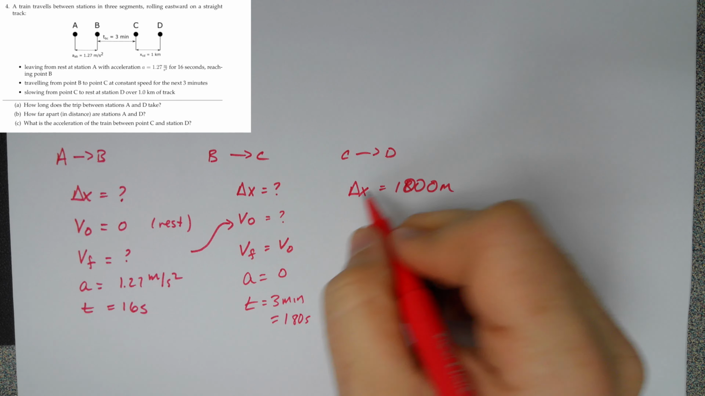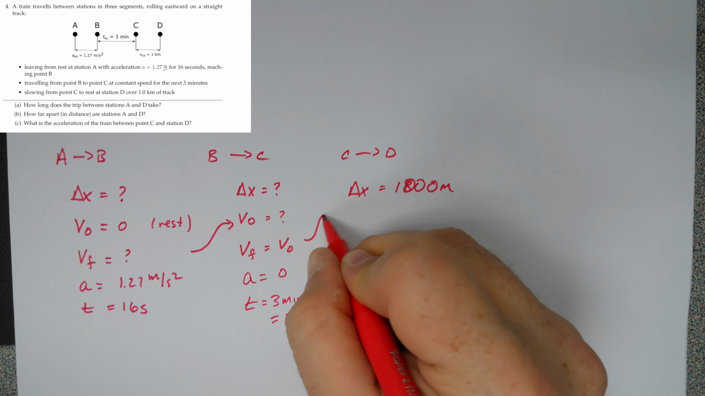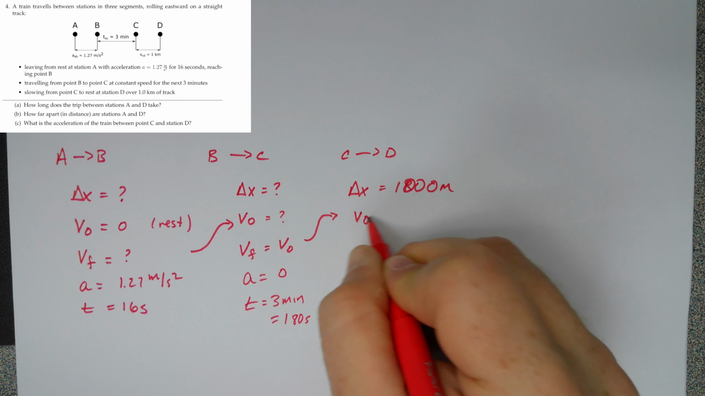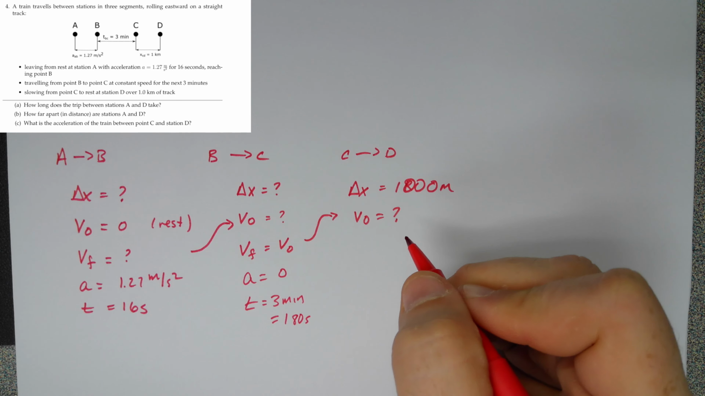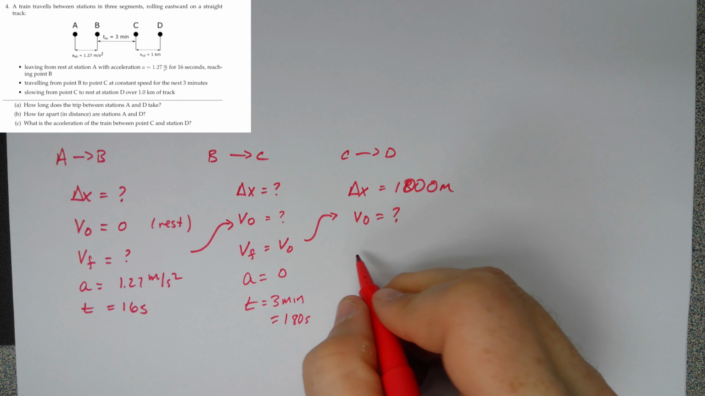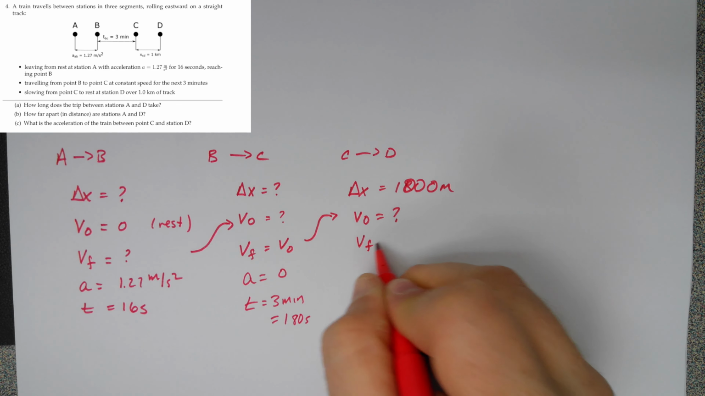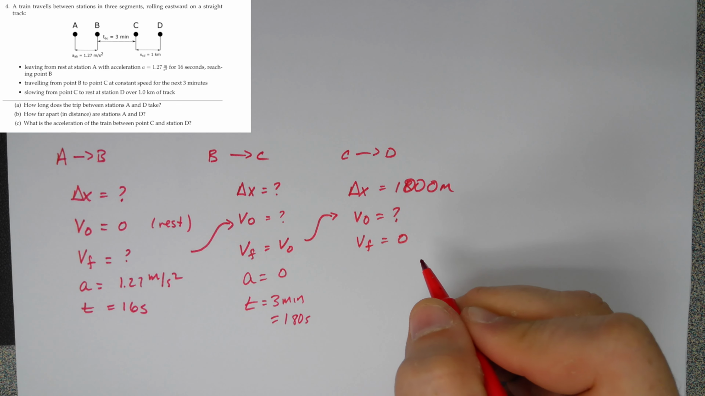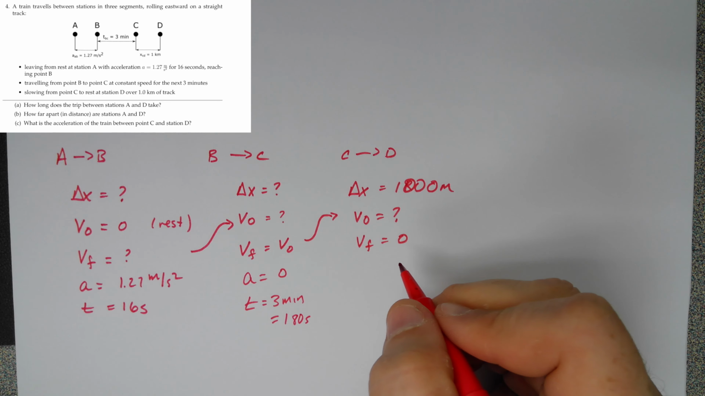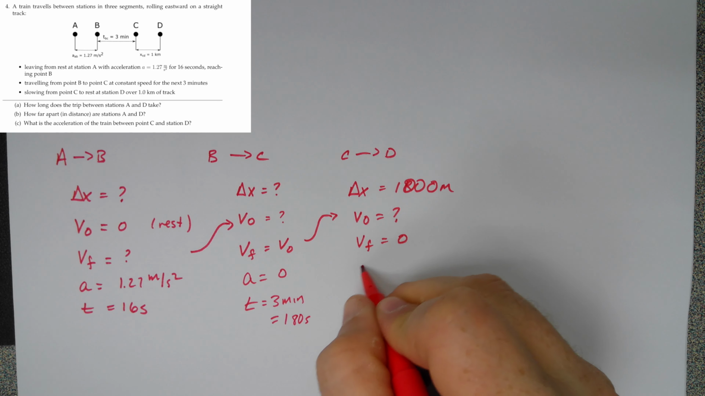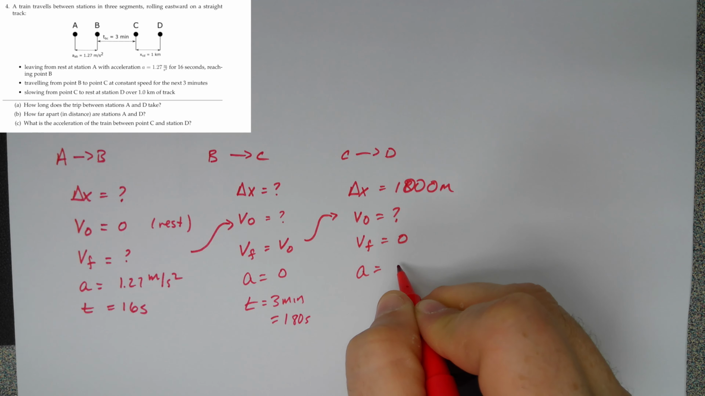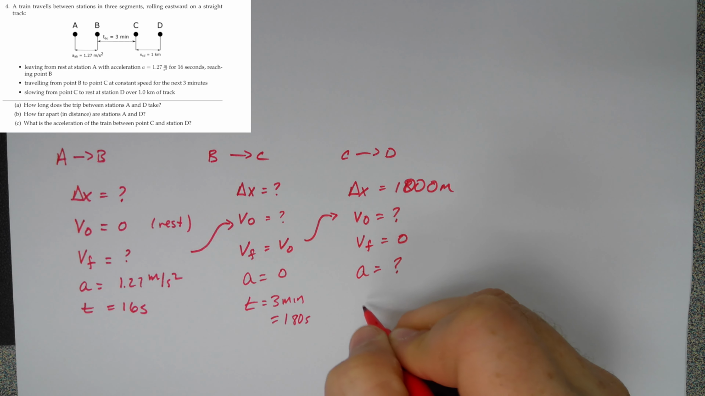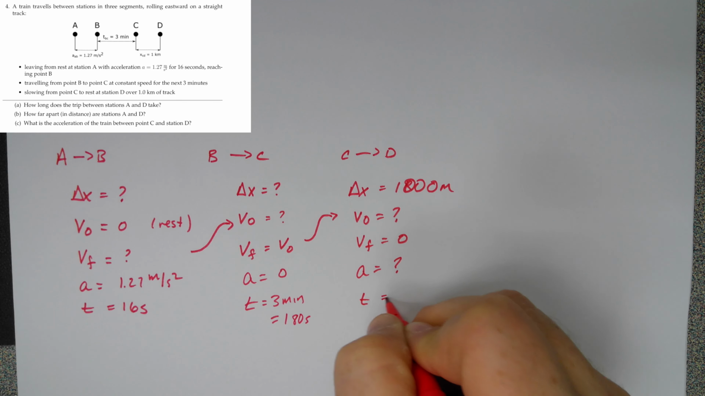We know V initial will carry over, but we don't know what it is yet. We're going to have to calculate what it is. V final, we do know. It has to come to a stop at the station. Our acceleration is something we don't know. That's a goal. And our time, we don't know.